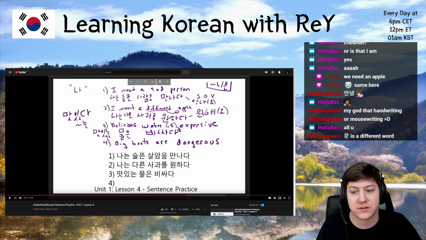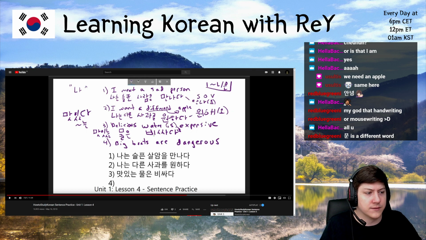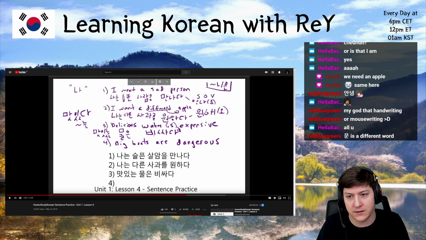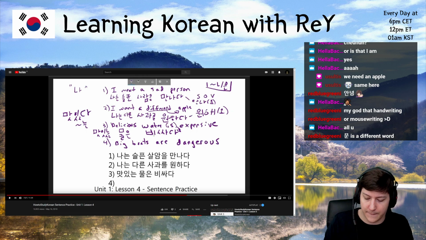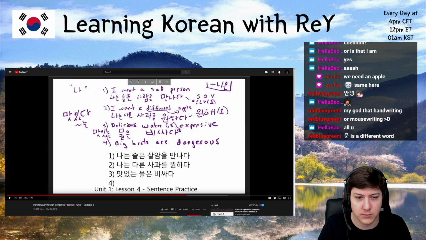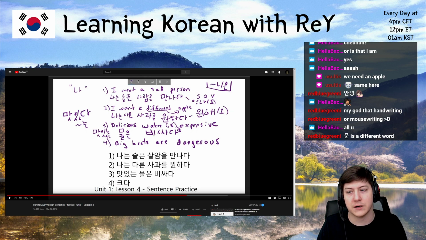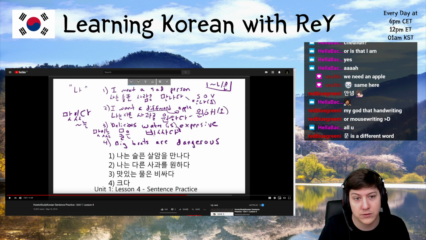Okay, big boats are dangerous. Should be easy, right? So big is 크다. 크다 is our adjective big. It's describing a noun, so I remove the da and add an n to it. So it becomes 큰.